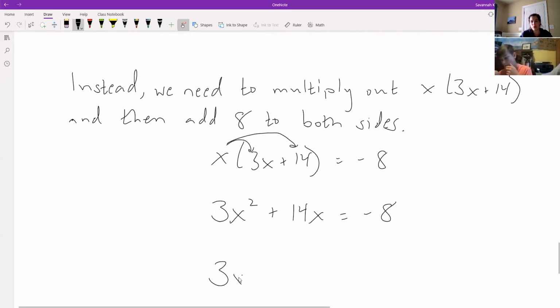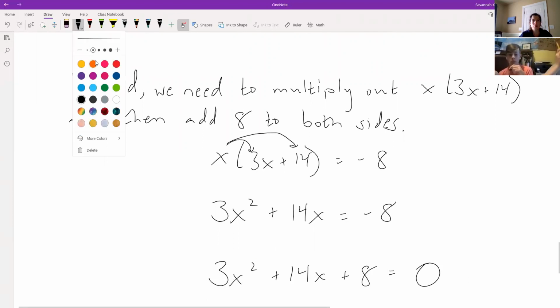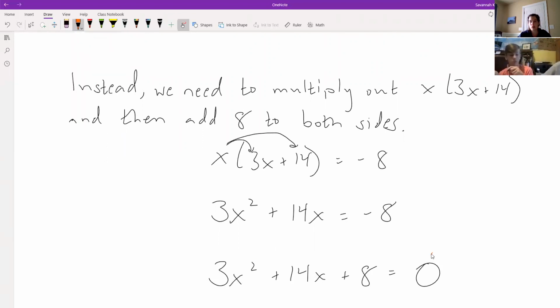The reason for doing the +8 is that it creates the 0. I can always go back and refactor, as messy and unfortunate as that is, but I absolutely need to see that 0 sitting there. So a good rule of thumb: we need to see that 0 on one side of the equation before any factoring happens.